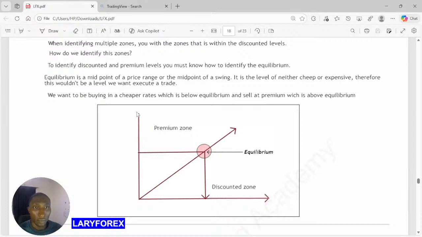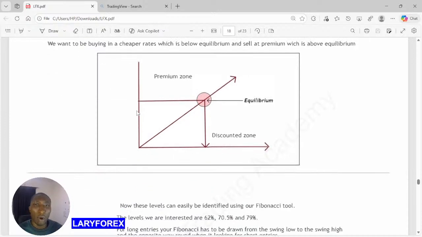Are you guys following? So therefore, this wouldn't be a level we want to execute a trade. All right. So we want to be buying at a cheaper rate. So we want to buy on a demand and we want to sell on a premium level, that's an expensive level. So this is the diagram of premium and discount levels.